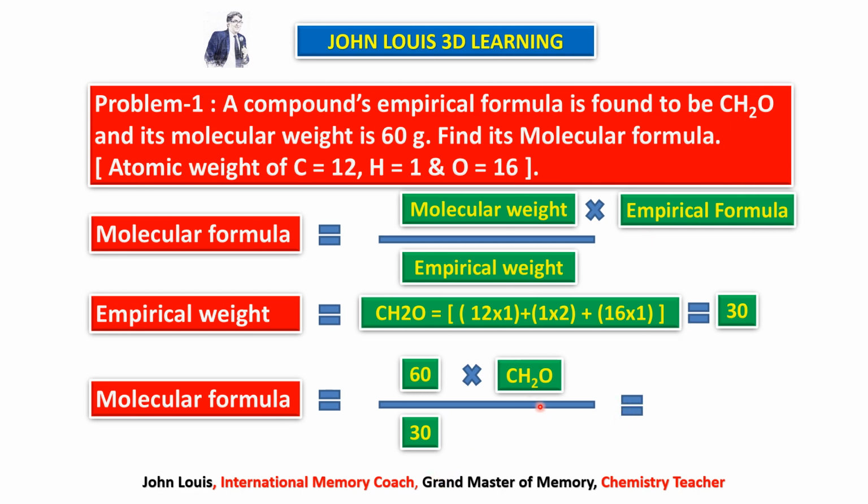So therefore that is equal to... 60 divided by 30 is how much? 2 times. Therefore if you multiply this by 2, every number of the atoms should be multiplied by 2. Therefore C1 into 2 will be C2, 2 into this 2 will be 4, and 2 into this 1 oxygen will be 2. Therefore the molecular formula will be C2H4O2. This is the molecular formula of the compound.